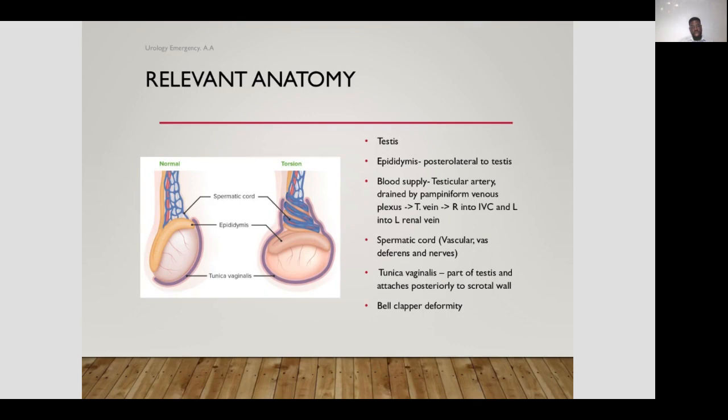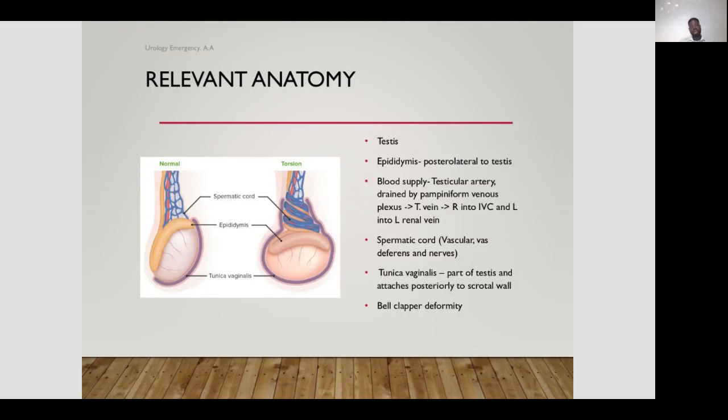In people with bell clapper deformity, instead of the tunica vaginalis just covering the anterior and lateral parts, you have it extending further towards the top of the epididymis and also most of the spermatic cord. And basically, there is no attachment to the posterior wall of the scrotum. So this allows the testis to rotate freely on its axis, giving what is called a bell clapper deformity.